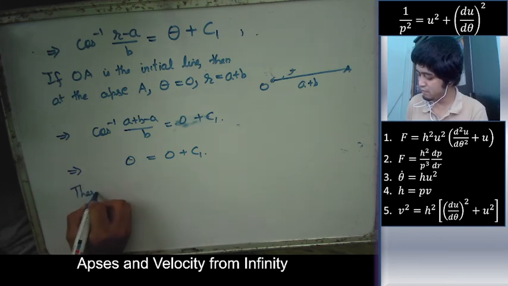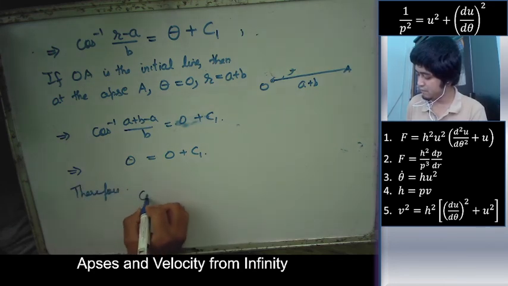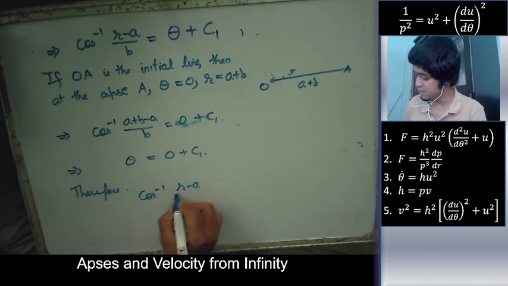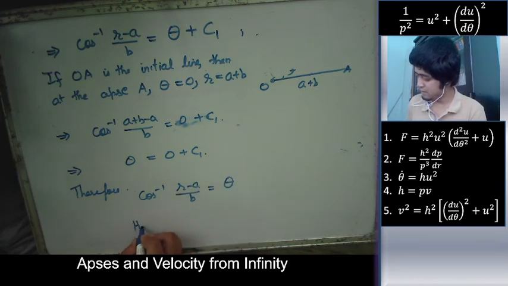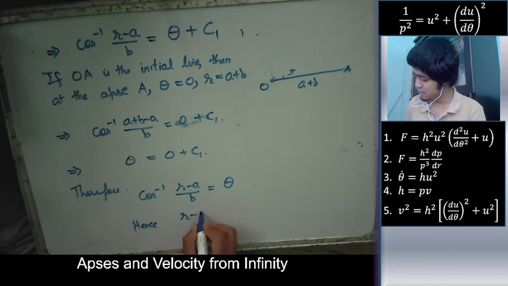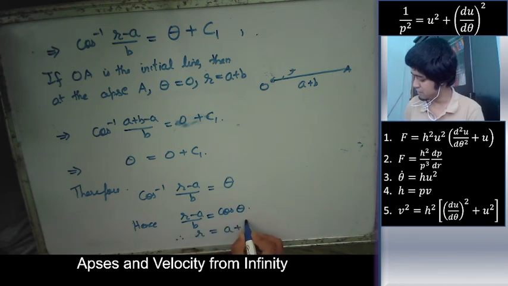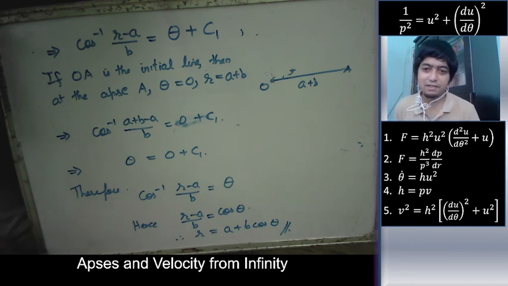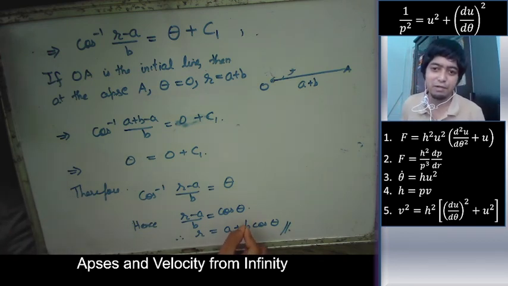Therefore, cos inverse of r minus a upon b equals theta. Hence, r minus a upon b equals cos theta. Therefore, r equals a plus b cos theta. So this is the final answer that we want to get.